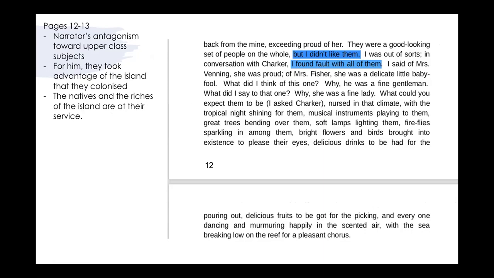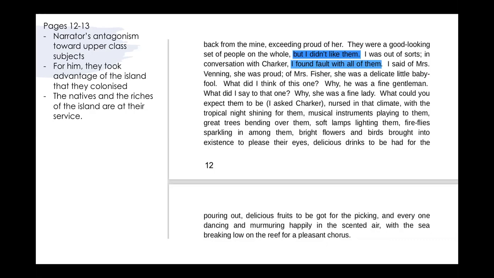What could you expect them to be? I asked Chalker, nursed in that climate, because they were taken, he thought he was a little bit jealous and envious because they were taken advantage of the island. This is, of course, ladies and gentlemen, before the change. With the great, with the tropical night shining for them, musical instruments playing to them.